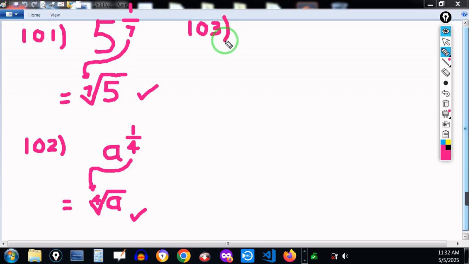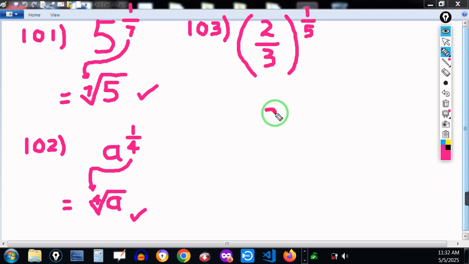The question is 2/3 to the power of 1 over 5. 2/3, 2 over 3, to the power of 1 over 5. Since we are very familiarized with this right now, we can straight away write there 2/3, the base, proper fraction, small over big, and straight away we know the root sign comes in.